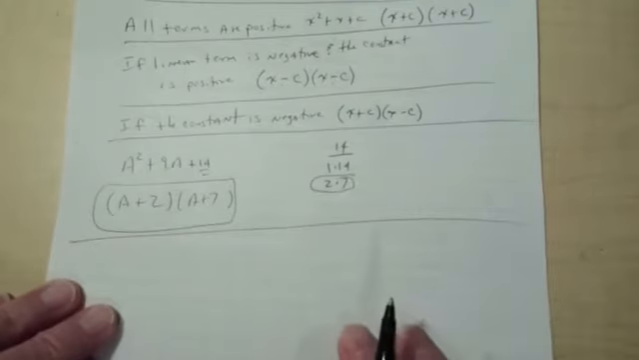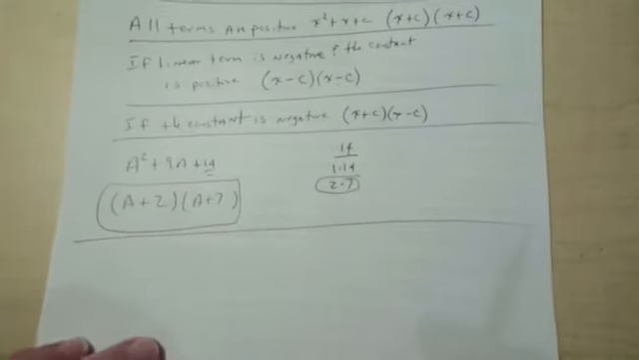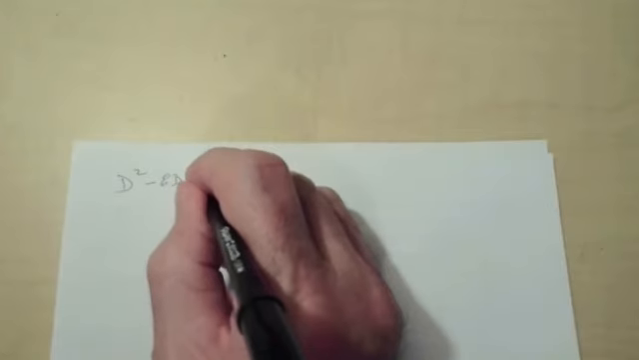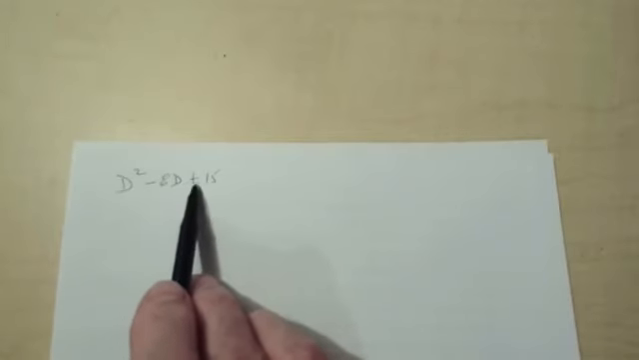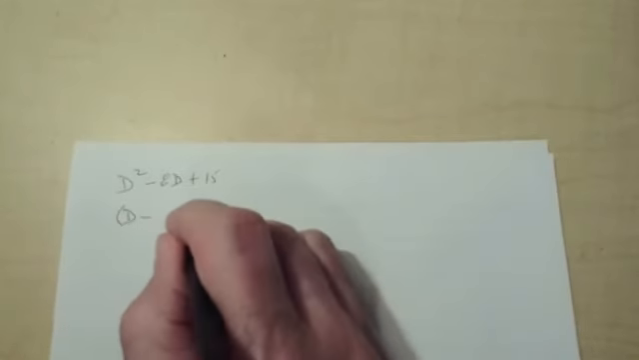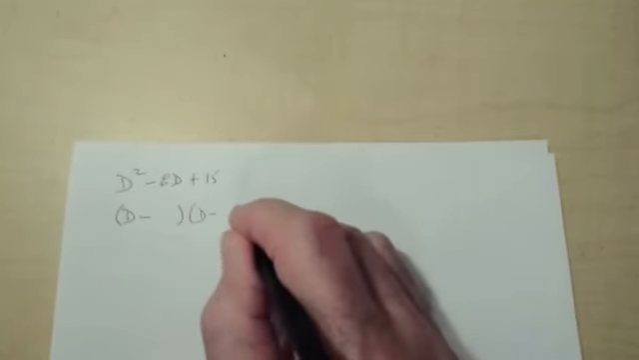Okay. Now, if the linear term's negative, d squared minus 8d plus 15, this one's negative, and this one's positive. Okay, remember the last thing we do, when we're doing distributive property, is the last numbers, the constants, multiplied by themselves. So we have d minus something and d minus something.